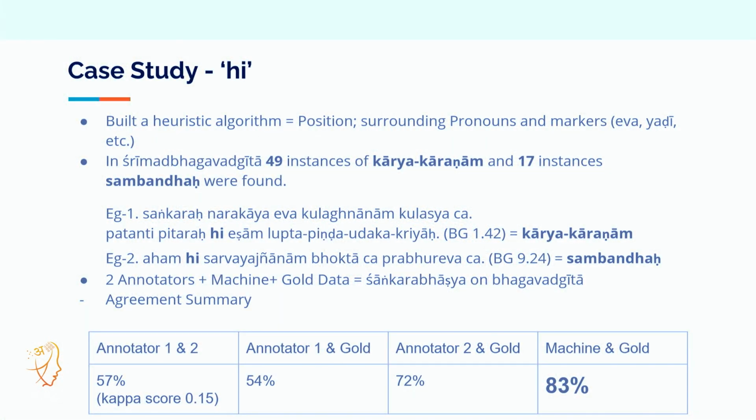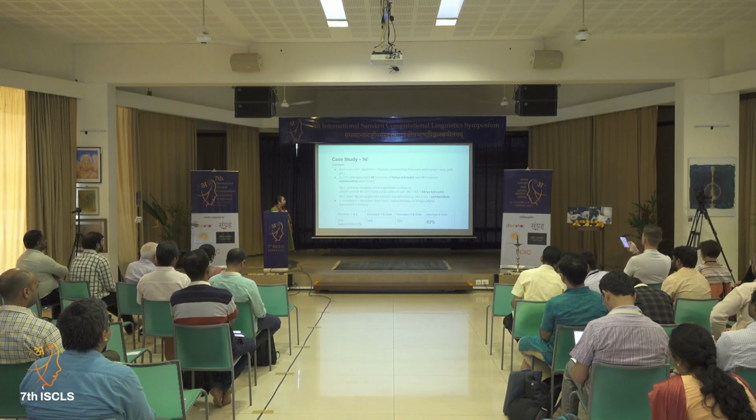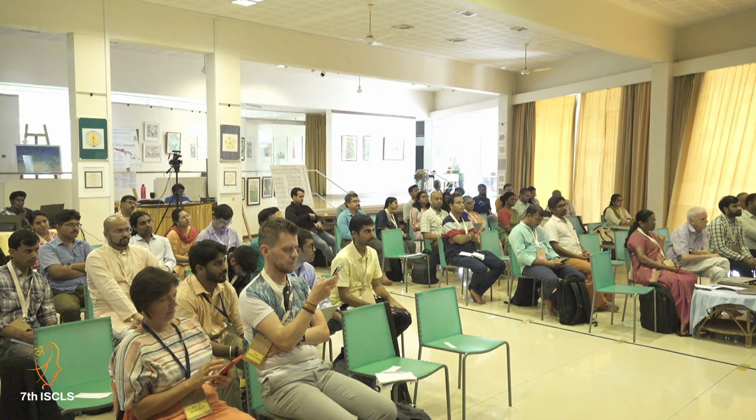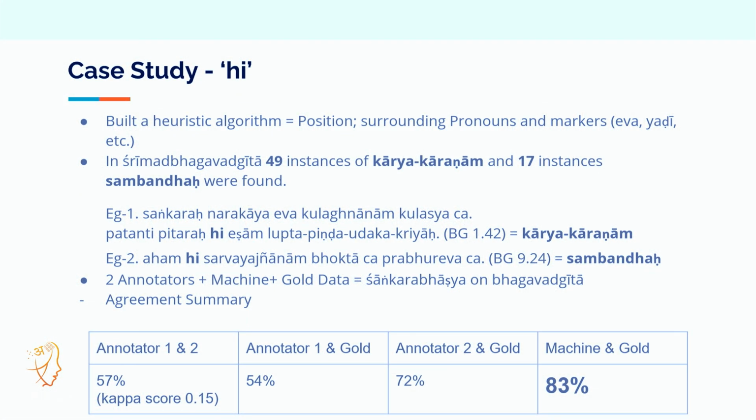So 2 annotators manually and independently marked these sentences. There were a total of 66 occurrences. We marked them manually along with the machine. And our gold standard was Shankara Bhashya on the Bhagavad Gita, because in the Bhashya, Shankaracharya categorically explains he as Yasmat. Yasmat is another Karana marker. So we considered Shankara Bhashya as gold data. We can see that the machine really outperforms the 2 annotators and shows a very good agreement score.